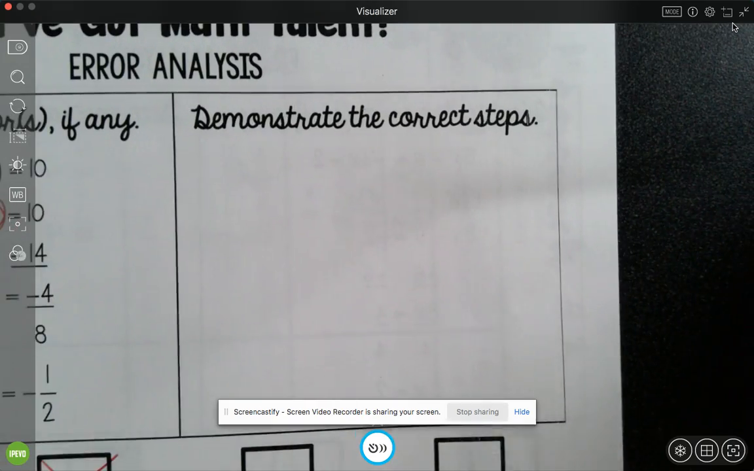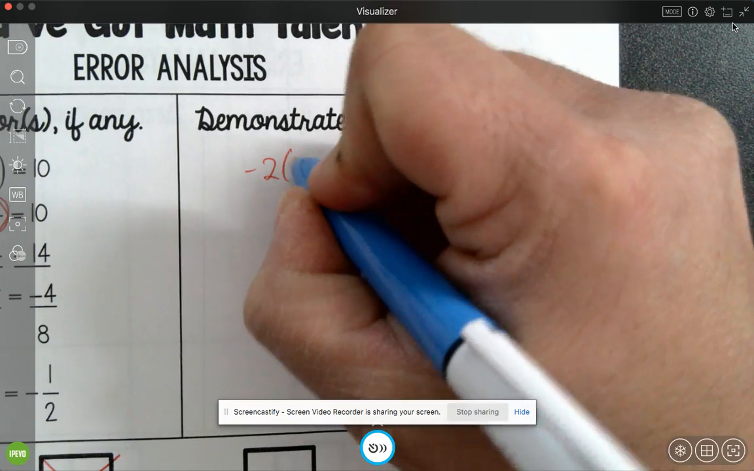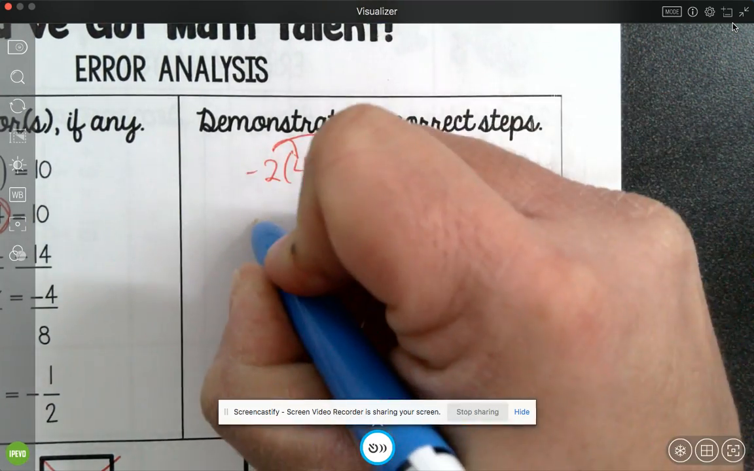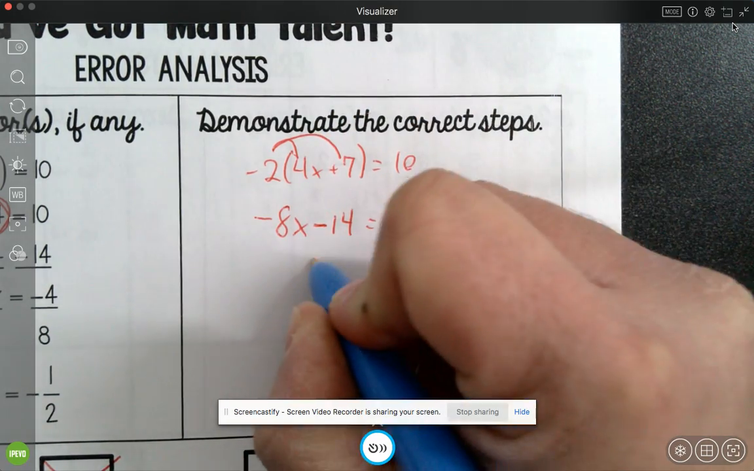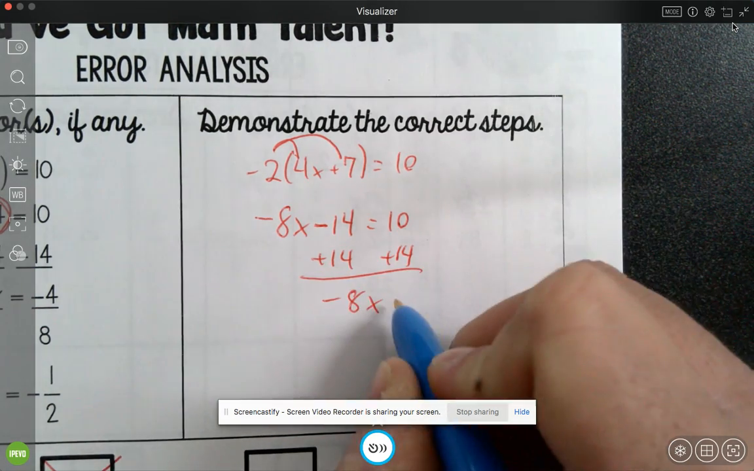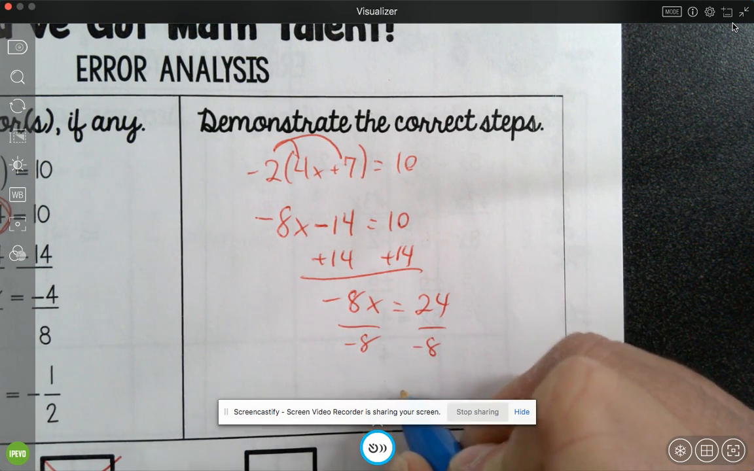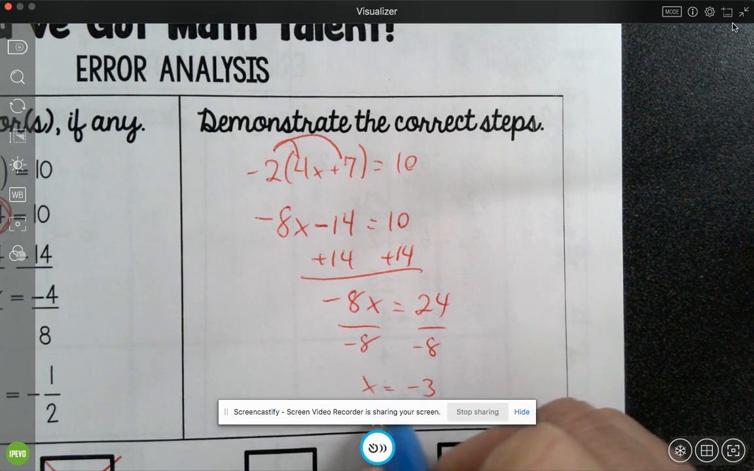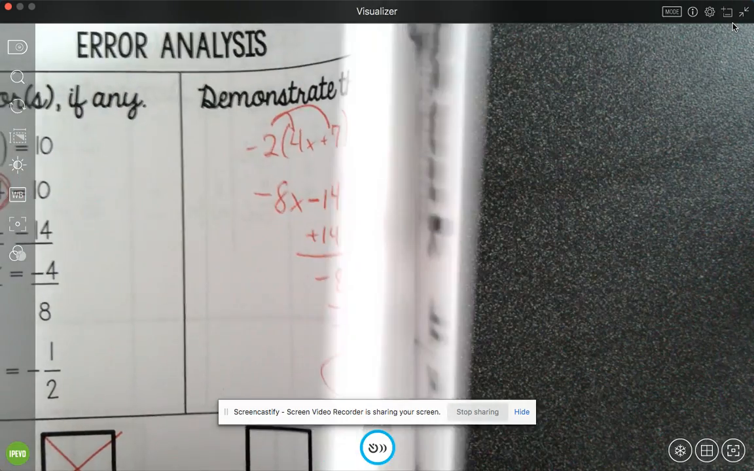So now I'm going to demonstrate the correct steps. I'm going to go negative 2, 4x plus 7 equals 10. Distribute, negative 8x minus 14 equals 10. Plus 14, negative 8x equals 24. Divide each side by negative 8. And x equals negative 3. So the correct answer here is negative 3. So that's the first homework you're working on.